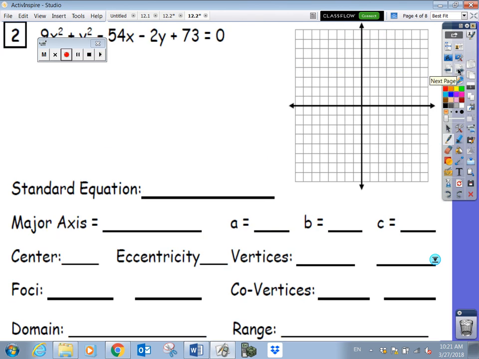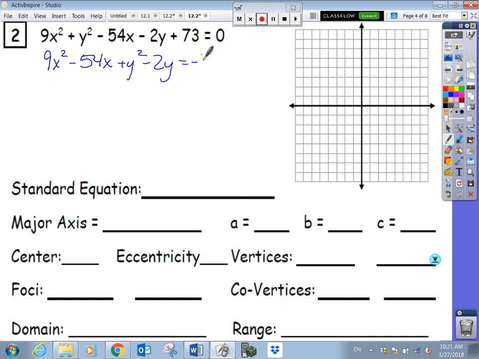All right, this next one requires you to do some completing the square. So again, if you are not very good at completing the square, you're going to have to do it for every single conic that we have, sometimes multiple times in the same problem. So first we need to line up the x's and the y's. So 9x squared, 54x, y squared minus 2y. Bring the constant to the other side.